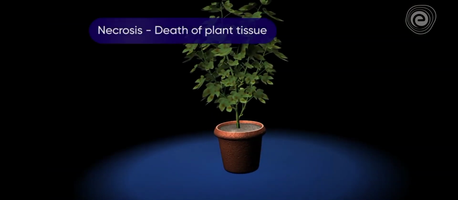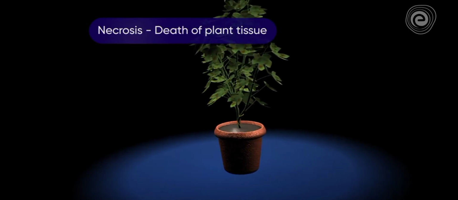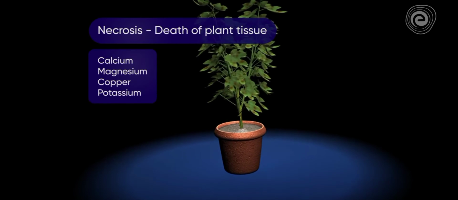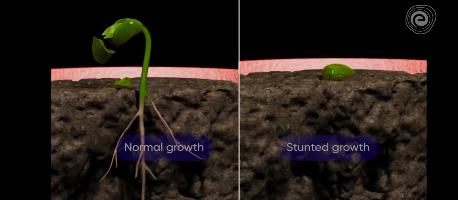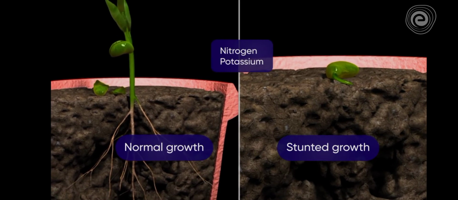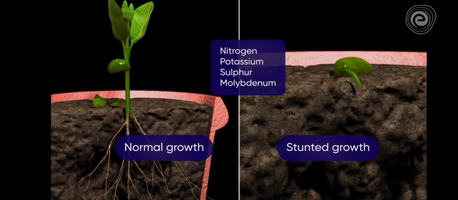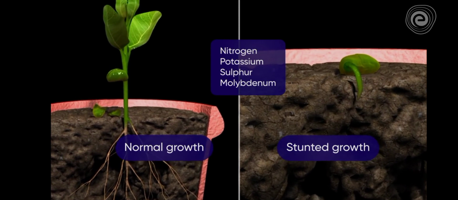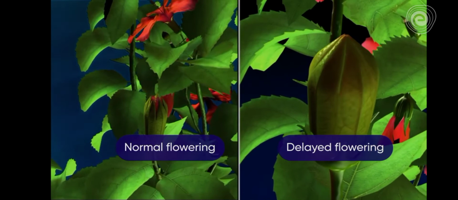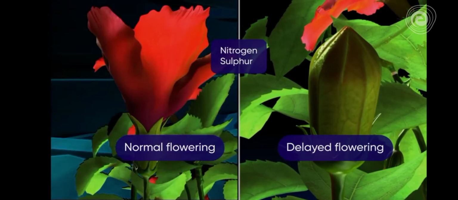Necrosis or death of plant tissue occurs due to inadequate quantities of calcium, magnesium, copper, or potassium. Low levels or lack of nitrogen, potassium, sulfur, and molybdenum results in inhibition of cell division, leading to stunted growth. Flowering will be delayed because of the deficiency of nitrogen, sulfur and molybdenum.